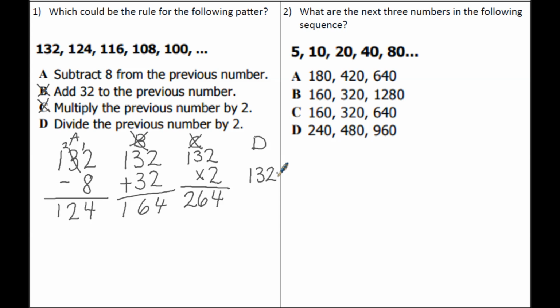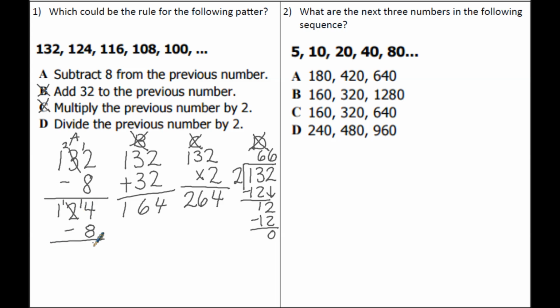If we divide the previous number by 2, so 132 divided by 2, 2 goes into 13 6 times, and 6 times 2 is 12 with 1 left over, and bring down the other 2, and 2 goes into 12 6 times evenly with none left over. But the answer that we get is a 66, which is not the next number, so answer choice D does not work either. But we want to keep going to see if answer choice A keeps working.